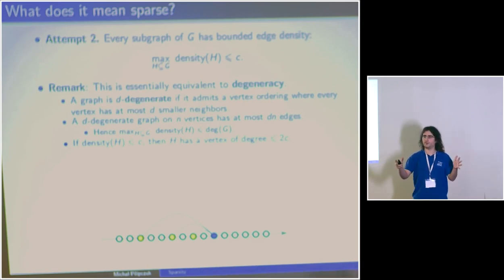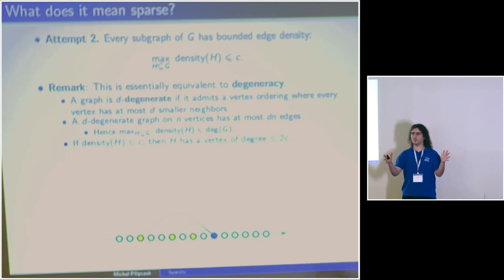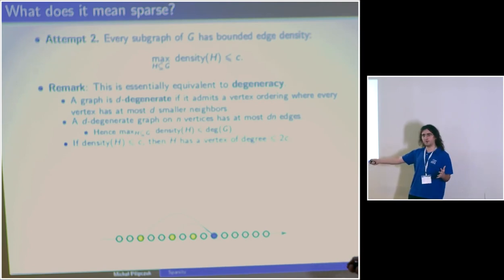Yes? And now think of the following procedure. I look at the whole graph. It has a vertex of degree at most 2C. Let me remove it and put it on the right of the ordering. Then I've got a subgraph. Again, it has a vertex of degree at most 2C. Let me remove it and put it next on the right end of the ordering. And so on and so on. Every time I remove a vertex of degree at most 2C in the remaining graph.